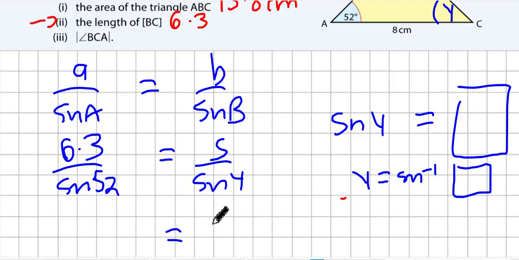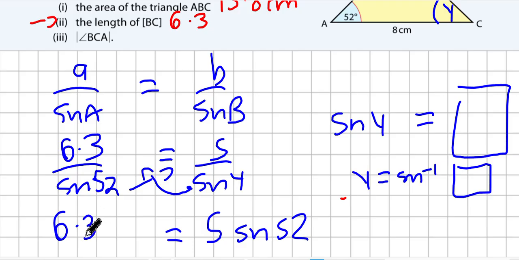Sin 52 goes beside the 5. Division on the left means multiplication on the right. And the sin Y, 6.3, sin Y. Is sin Y on its own yet? Who's stopping it being on its own? Okay, and where should I send that 6.3?